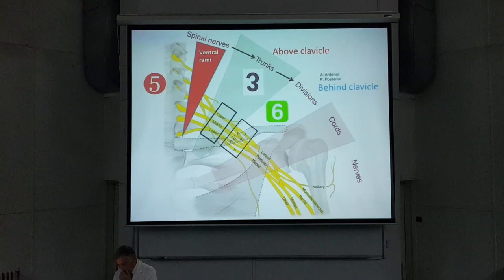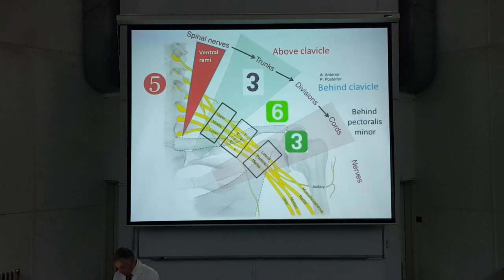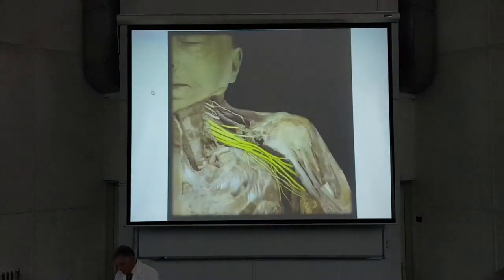They are behind the clavicle. Divisions will form cords, lateral, posterior, and medial, in relation to the axillary artery. Three cords, behind the pectoralis minor, and then the major nerves of the brachial plexus are in the axilla. They are axillary, musculocutaneous, radial, median, and ulnar. We will be talking about them when we talk about nerves of the upper limb.